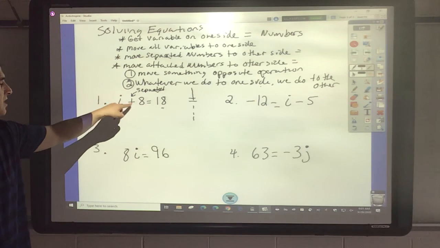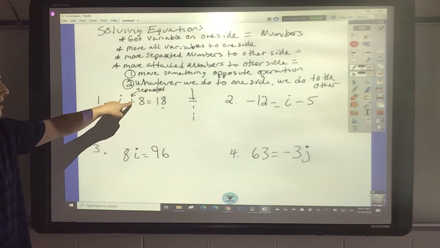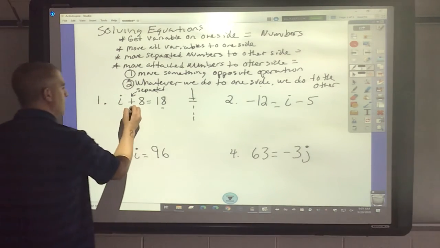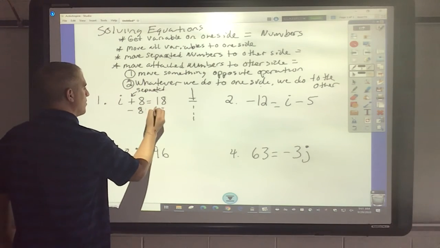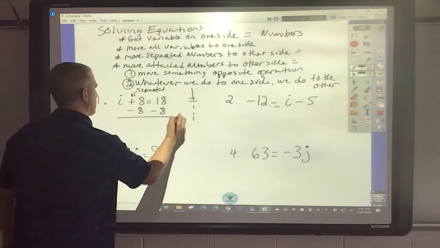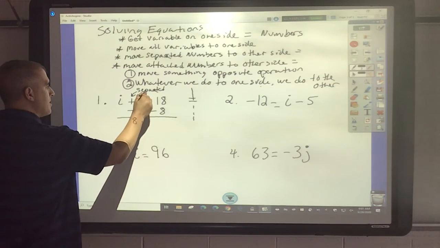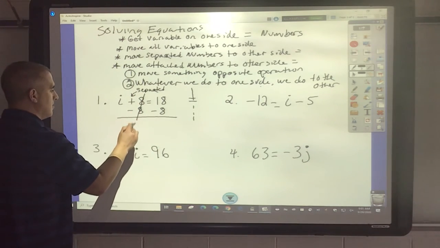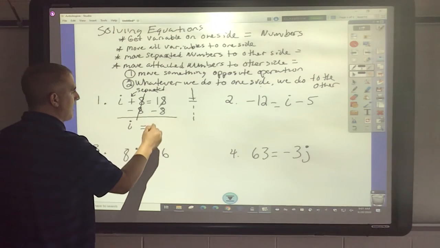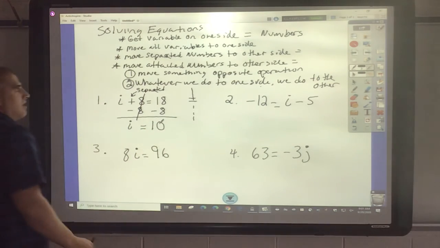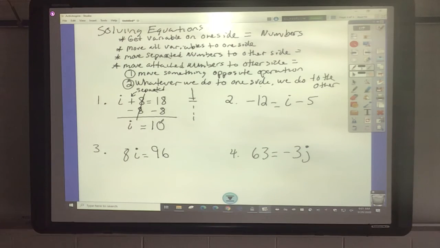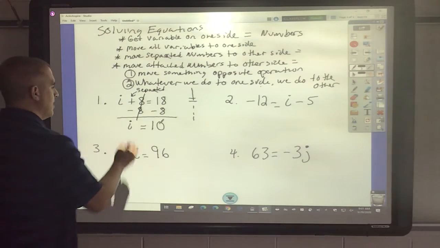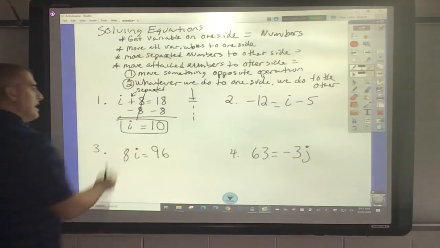It's separated from the variable, so there's an operation between it. That's a plus. So the opposite of addition would be subtraction. What would happen here is this goes away because it's the opposite. They cancel each other out. 18 minus 8 would be 10. We don't have any attached numbers; I'm going to show you those in a second. And so that would be my answer.